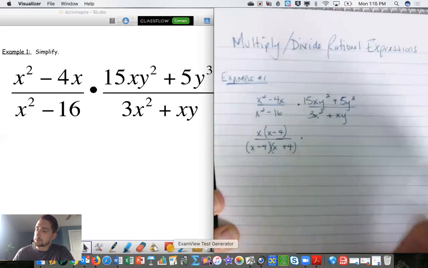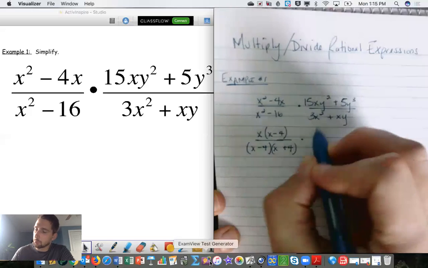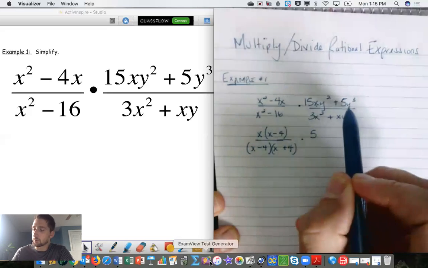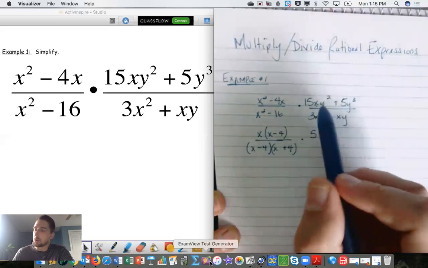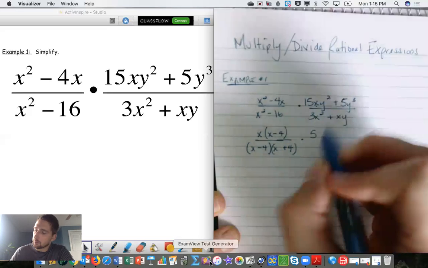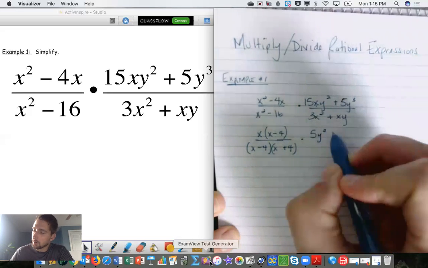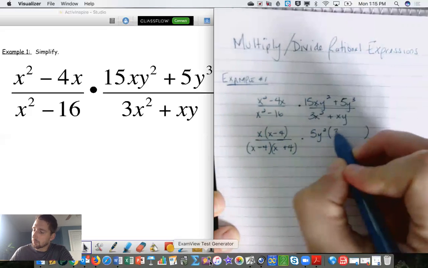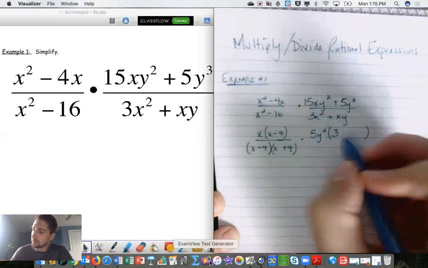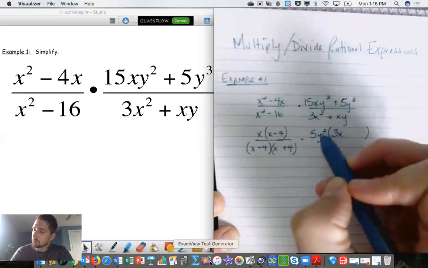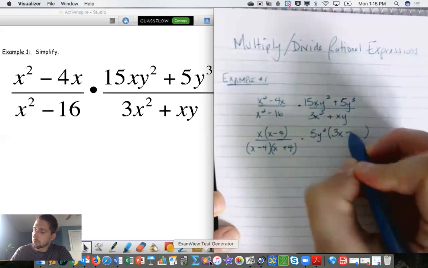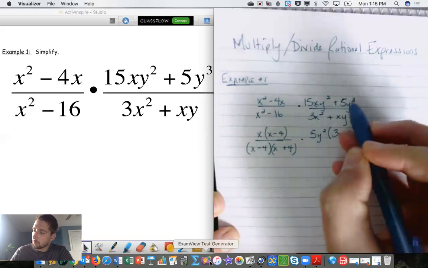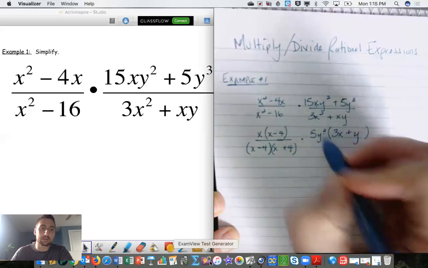In my numerator on my second expression, I can pull out a GCF of 5. X to the first or nothing, nothing wins. Y squared or y to the third, well, they have a GCF of y squared. 15 divided by 5 gives me the 3. I still have an x there. I had 2 y's. I took 2 y's out, so no y's. Plus 5 divided by 5 obviously gives me 1. And I have a y to the third. And I took out a y squared, so I have a y left over.